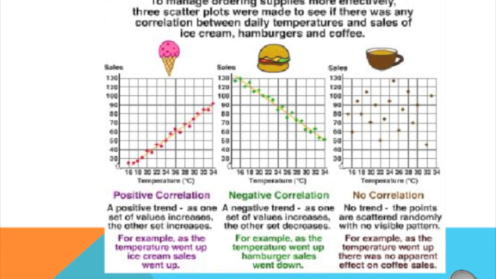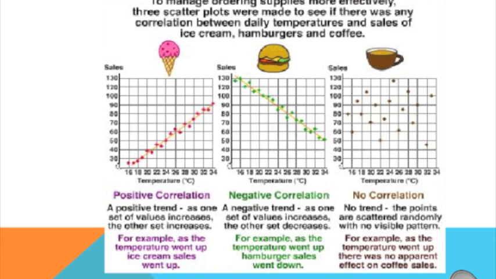We see that in the second graph, there is a negative correlation. So there's a negative trend. As one set of values increases, the other set decreases. So we see that in this example, as temperatures went up, hamburger sales went down. So this would be known as a negative correlation.